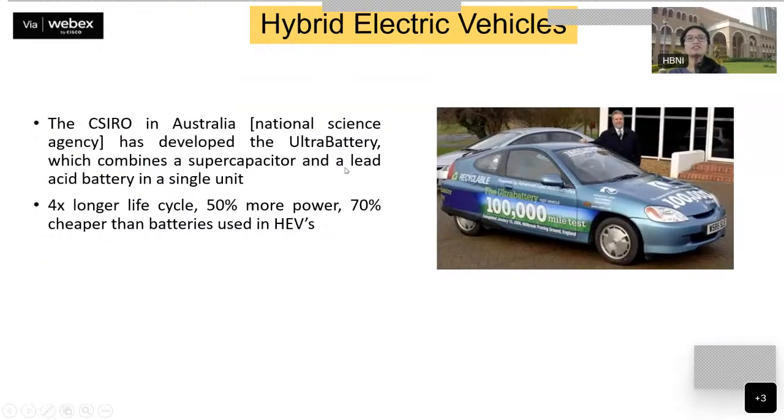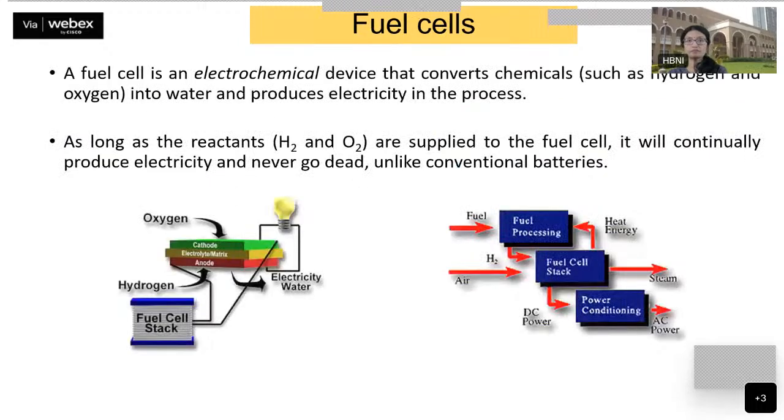Like in hybrid electric vehicles, the CSIRO in Australia, which is the National Science Agency, has developed an ultrabattery, which combines a supercapacitor and a lead acid battery in a single unit. It gives almost 4 times longer life cycle, 50% more power, and is 70% cheaper than batteries which are normally used in hybrid electric vehicles. So there are a lot of applications of supercapacitors.